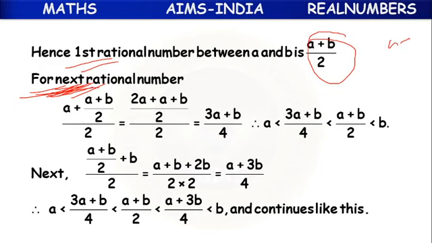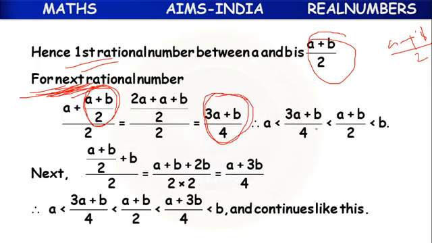Actually, we have (a+b)/2. So in the place of b, now what can we take? We are keeping (a+b)/2 in the place of b. So after simplification, what will we get? We will get a value of (3a+b)/4.